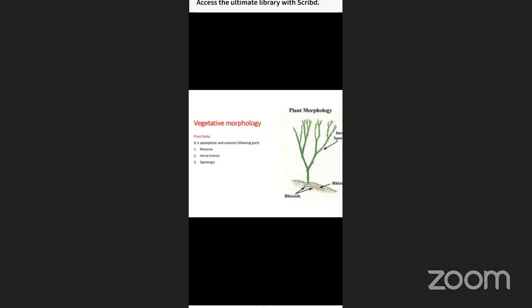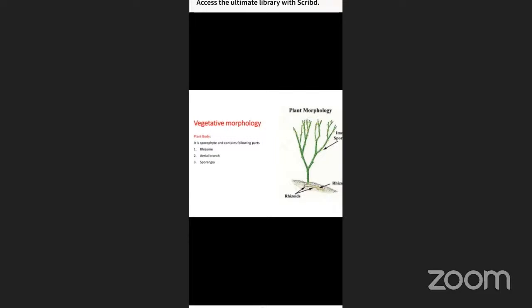The outer cortex is around 3 to 5 rows of cells, made up of parenchyma, meaning chlorenchyma, meaning pigments are there. Chlorophyll pigments are there, and that's why the shoot system appears green in color. Due to the chlorenchyma, plenty of chlorophyll pigments are there in these cells.